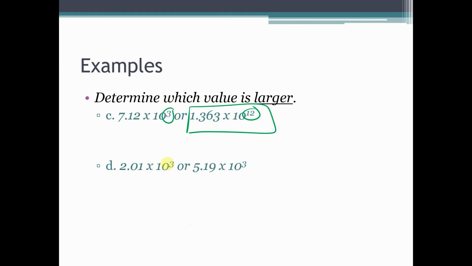Letter D is a little different. Letter D, we have 10 to the third and 10 to the third. So now we do need to look at the coefficients. The only time the coefficients matter is if the exponents are exactly the same. So then 2.01 versus 5.19, well, this is bigger.